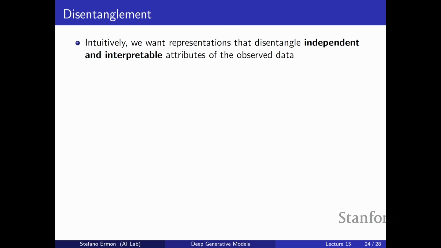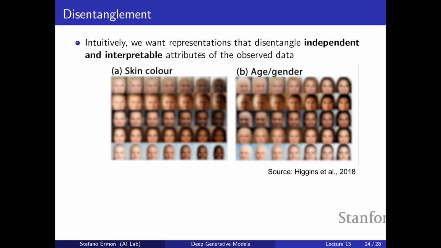Now, the other thing that you might care about in the latent space is disentanglement. The idea is that we would like these latent representations, the latent variables, to capture independent and interpretable attributes of the observed data. If you have a generative model of faces, maybe if you change one of the latent variables, you change the skin color of the image you produce, or maybe there is another latent variable that controls the age of the people you generate through this generative model, and so forth.